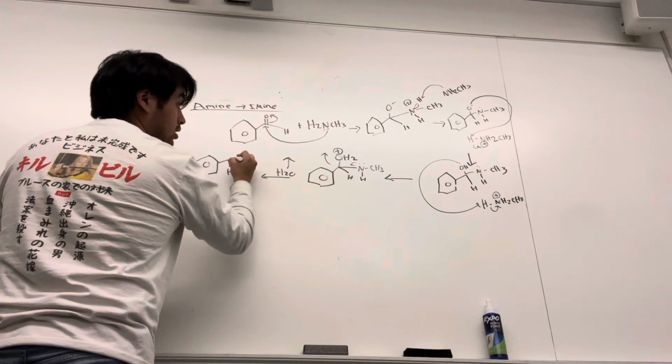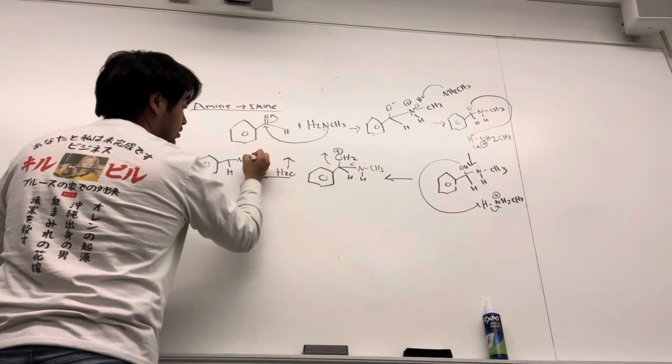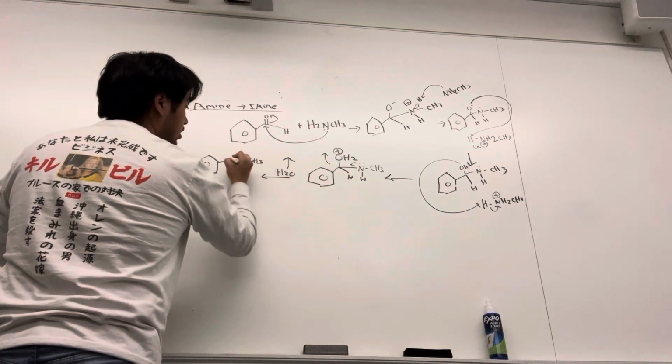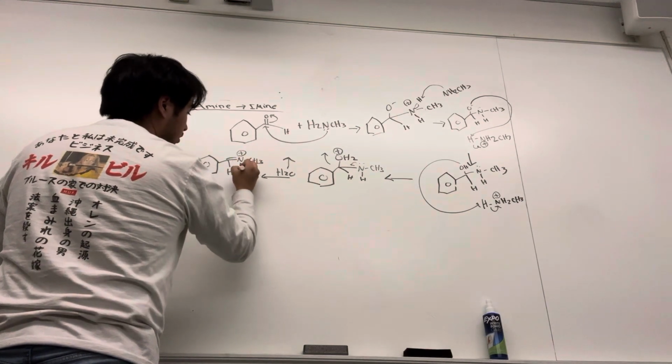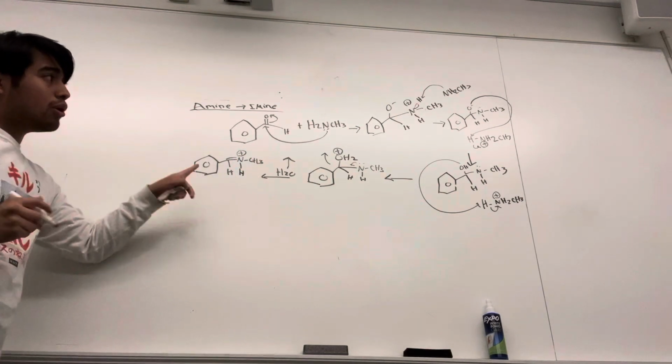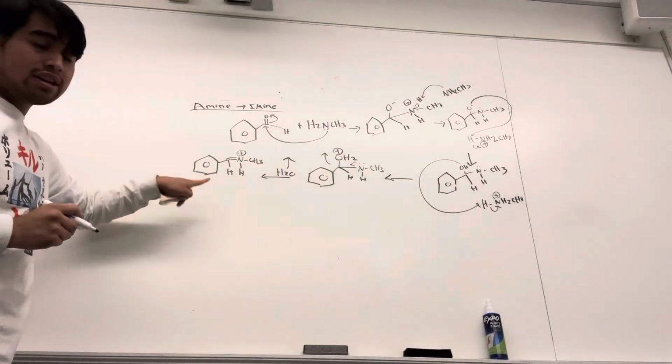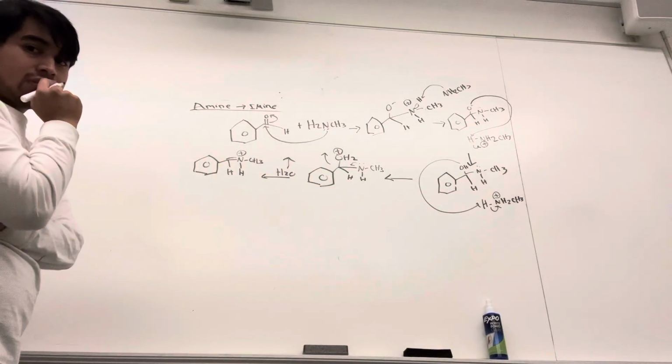H and CH3, double bonded N, positive because it gave up its electrons. Cool. So we're almost at our final step. What can we do? You're right.